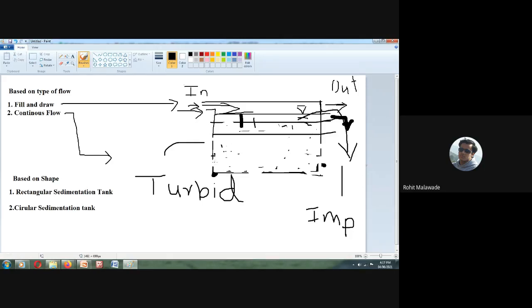But you need some amount of cleaning period. You need some amount of cleaning time in order to clean this particular settled sludge. How much time is normally required? Around 6 to 12 hours. We are going to keep it for 6 to 12 hours for the removal of these settled sludge.